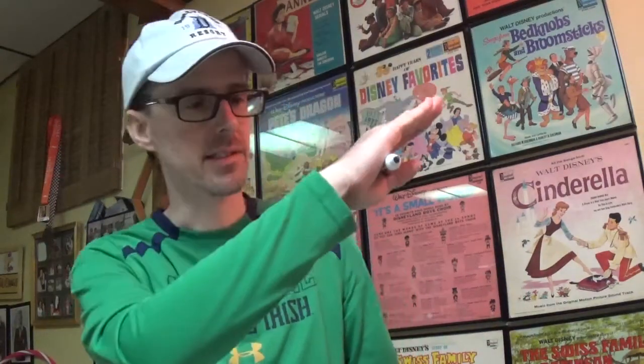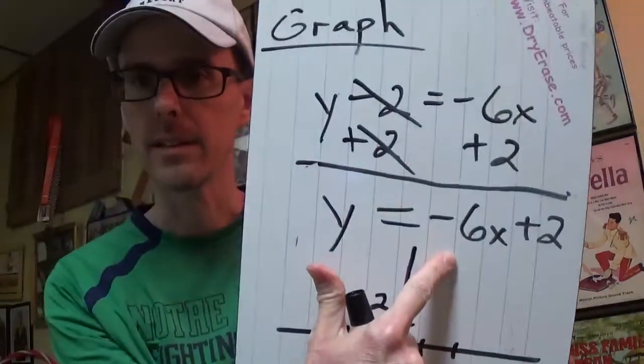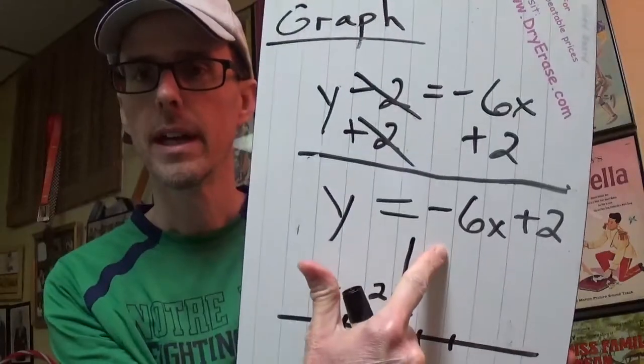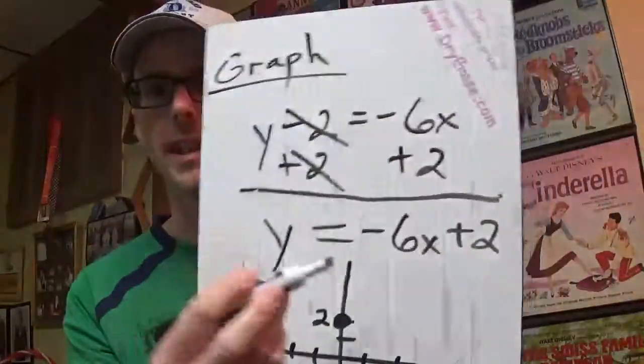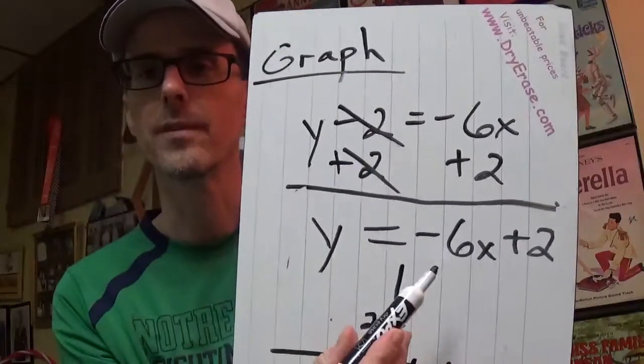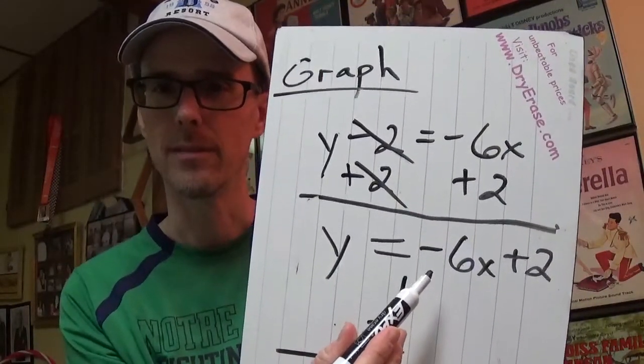We said Gunther is going to be going down. You know which way down is. He's going to be going down because the slope is negative. Starts at 2, and he's dropping. Now, here's the tricky part. The slope is negative 6, so we know Gunther is falling. But at what rate is he falling?